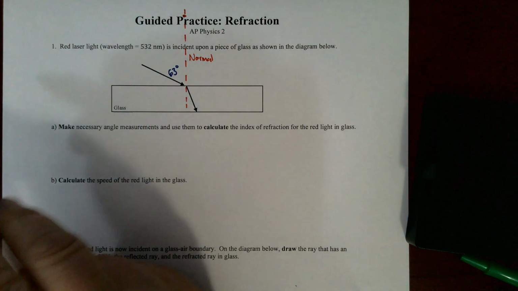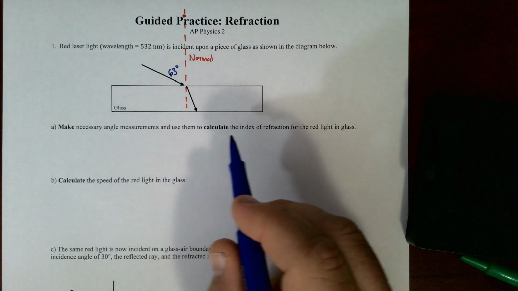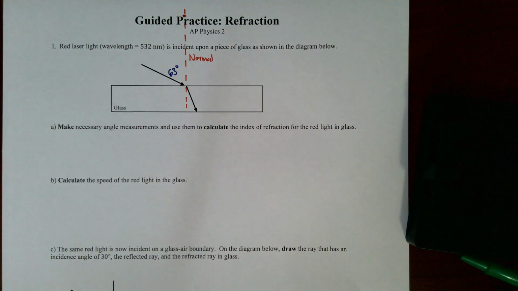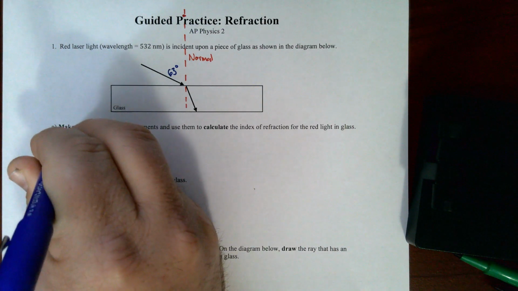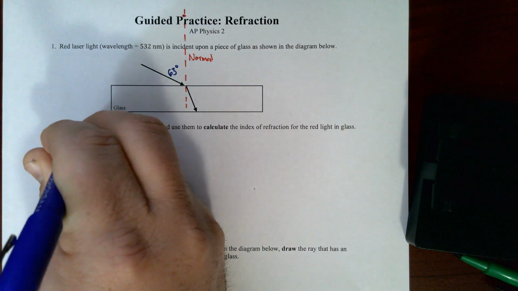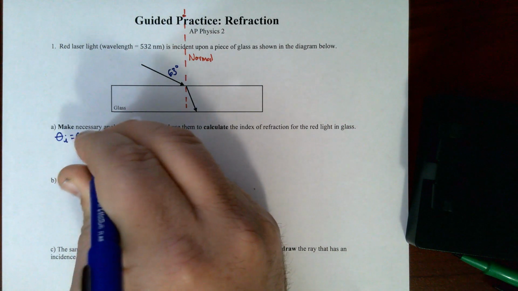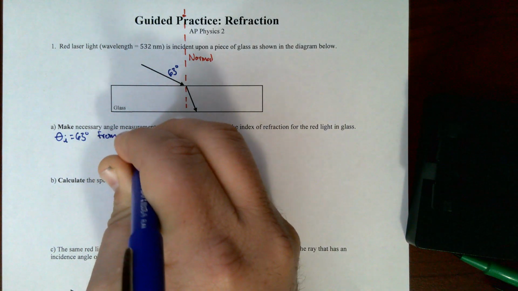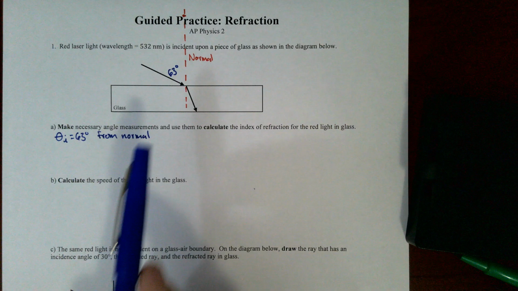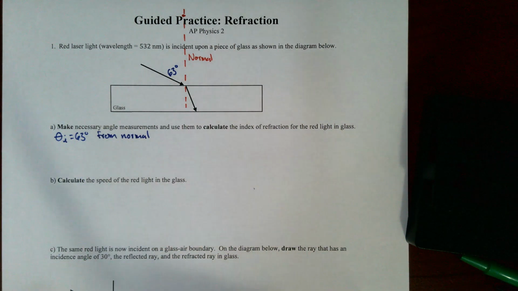Okay, so make angle measurements, and use them to calculate the index of refraction of the red light in the glass. The incident angle, theta I, is 63 degrees. We measured that from normal, so we had to measure where normal was, and we had to measure the 63 degrees. So now let's apply our groovy new Snell's law.